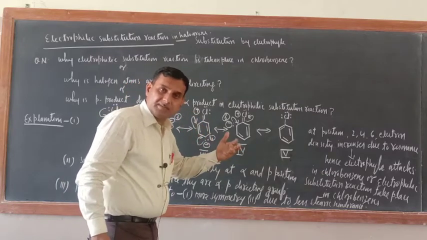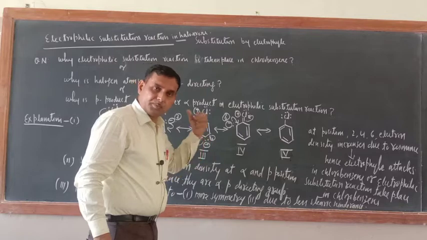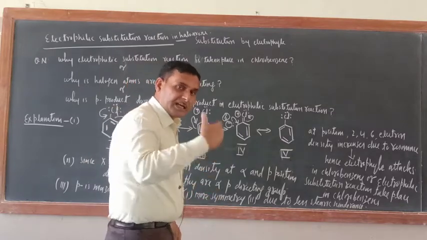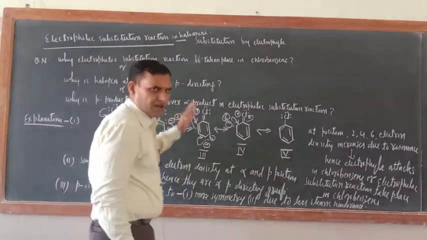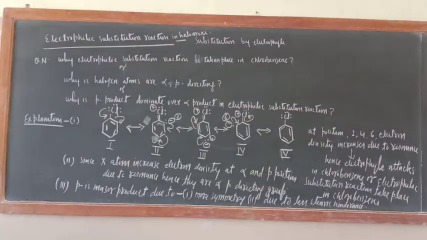Which is more stable? Its percentage will be more. The product which is more stable, its percentage would be more on the product side. So the answer to this question is over. Now, examples of electrophilic substitution reactions.